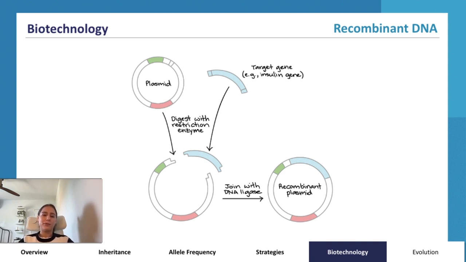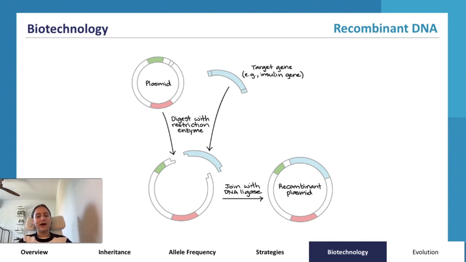In the next step, the recombinant plasmid is introduced into bacterial cells through a process called transformation. The bacteria are treated with a solution that makes their cell membranes more permeable, often involving a brief heat shock, and this encourages the bacterial cells to take up foreign DNA, such as our recombinant plasmids that are in the same solution.